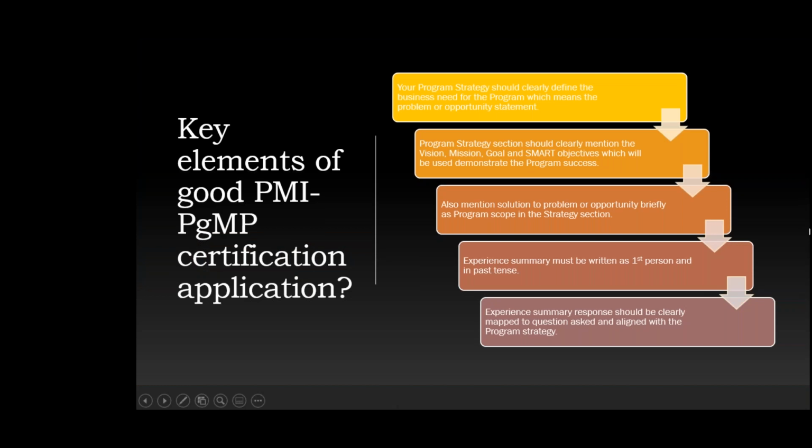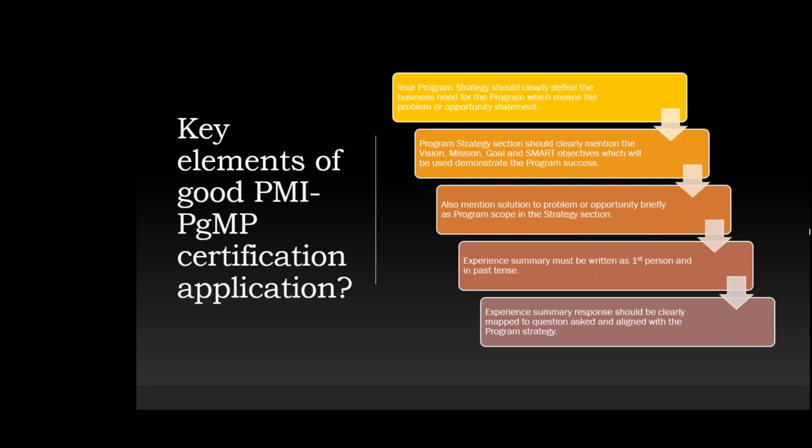The first key element of a good PgMP application is that your program strategy should clearly define the business need of the program, which means the problem or opportunity statement. Why this program got chartered or started in your organization. What was the need of the program? What are the problems or opportunities this program is going to address?